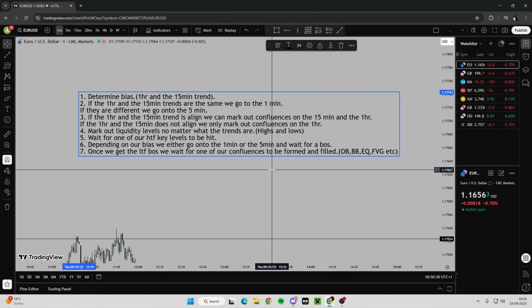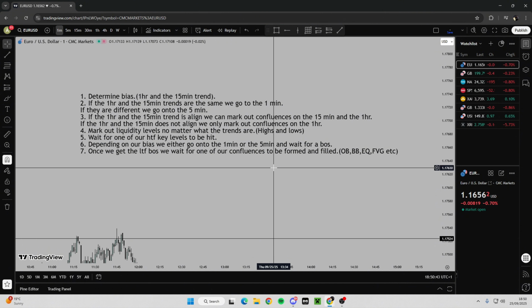Once we get the low time frame break of structure, we wait for one of our confluences to be formed and filled: order block, breaker block, equilibrium, fair value gap. I do that in all my trade recaps. Yeah, so I'm pretty sure that's it. I don't think I've missed anything.